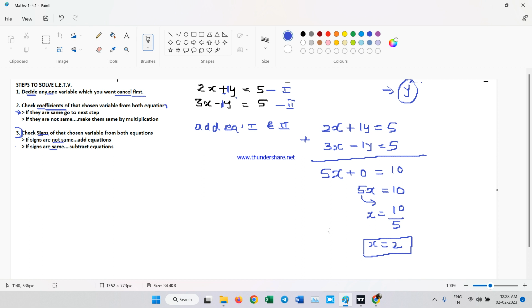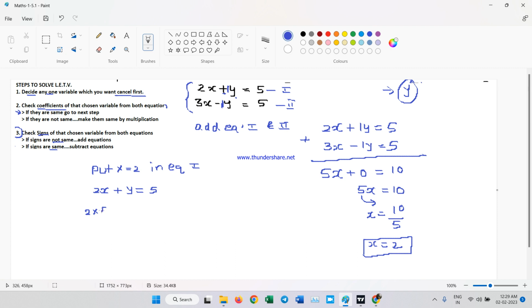What we will do now is get the value of the other variable. We will choose any simple equation from these. Okay, let's take equation number 1. So we will put x equal to 2 in equation 1. I will write that equation again, in which I am going to put this value of x. Now here there is a multiplication as I told you, so I will write it in the form of multiplication.